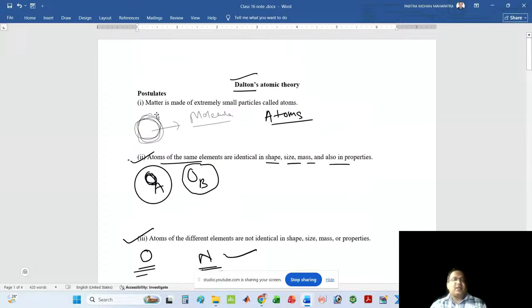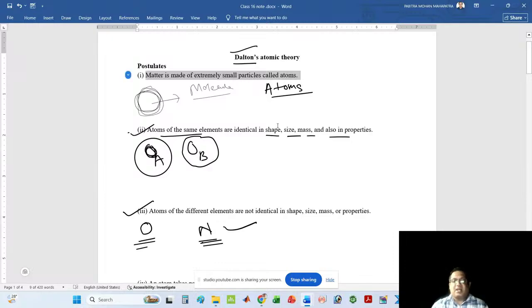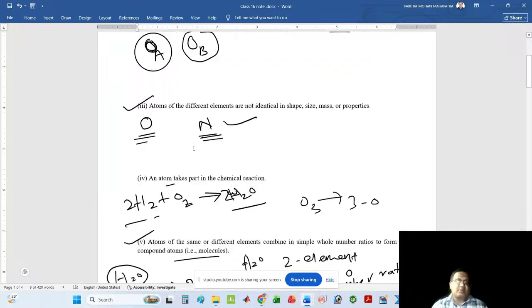Again, I will repeat the postulates. Matter is made of extremely small particles called atoms. The atom is the smallest particle. As per Dalton's atomic theory, the second postulate is that atoms of the same element are identical in shape, size, mass, and also in properties. Atoms of different elements are not identical in shape, size, mass, or properties.